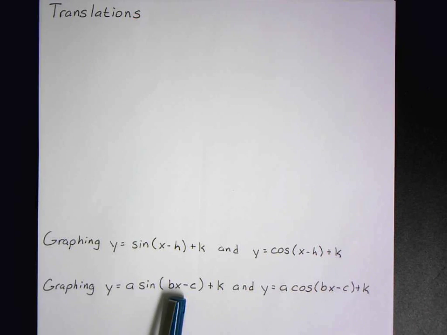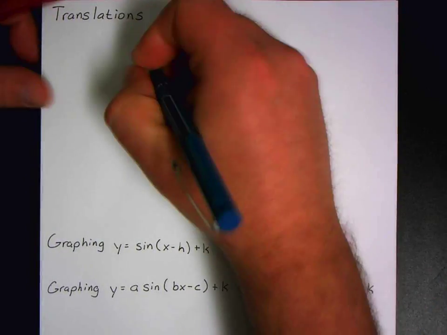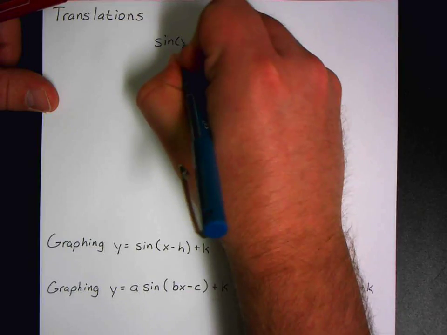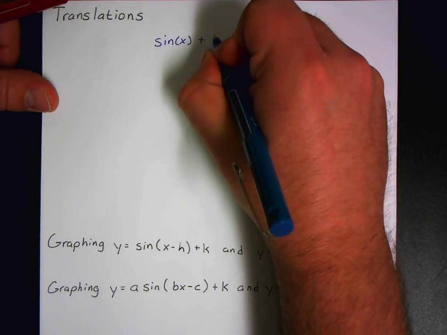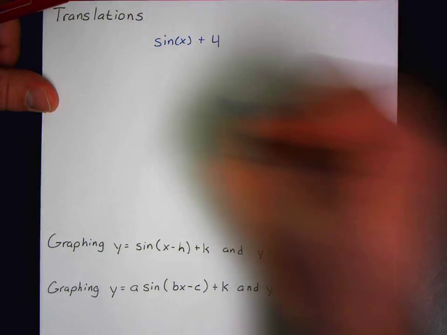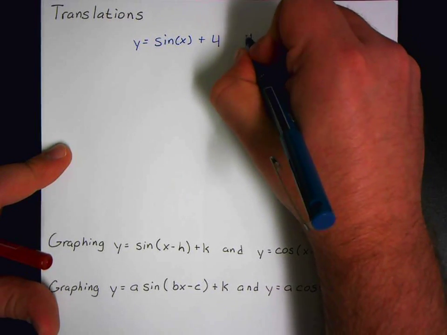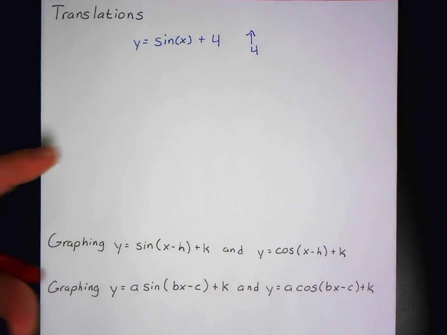As far as on the outside, if I take something like sine of x plus a number, it does exactly like it should. It just takes it and shifts it up 4. So all this does is it takes your graph and it shifts it up 4 units. This is basically like one thing.